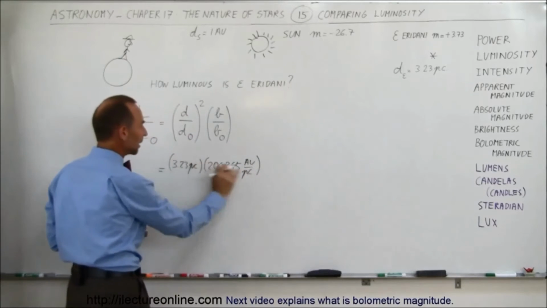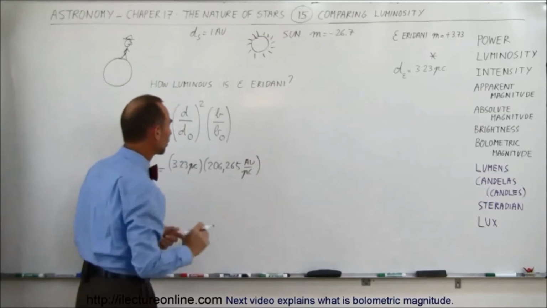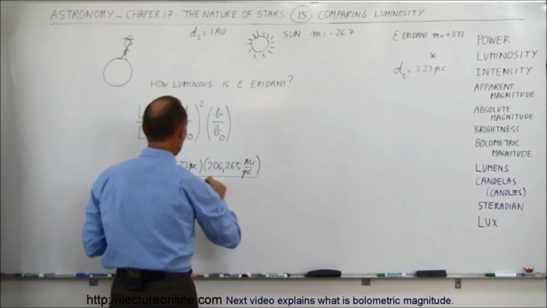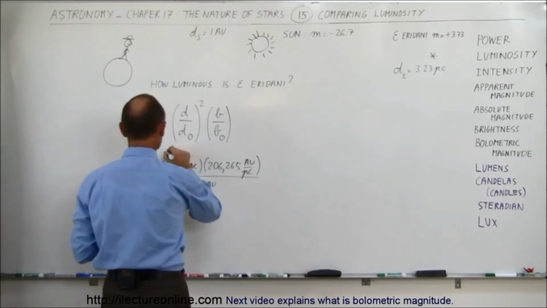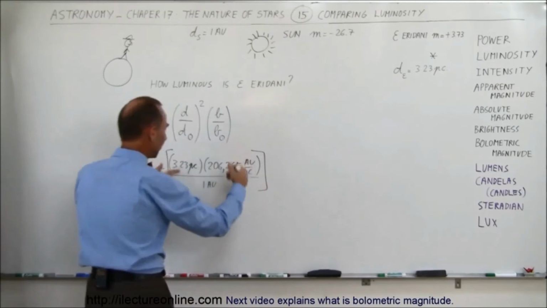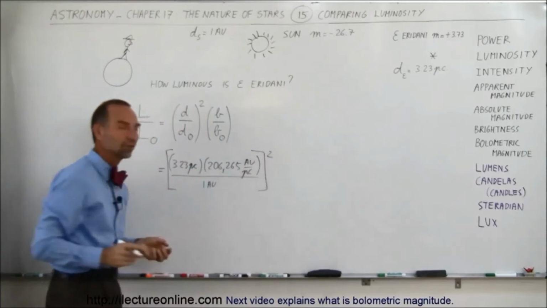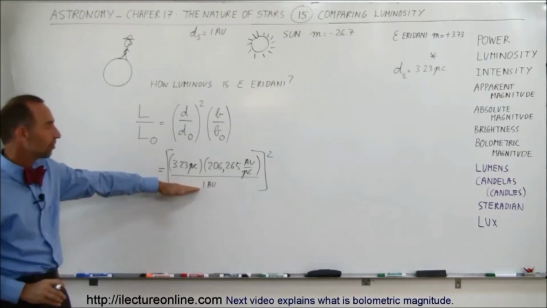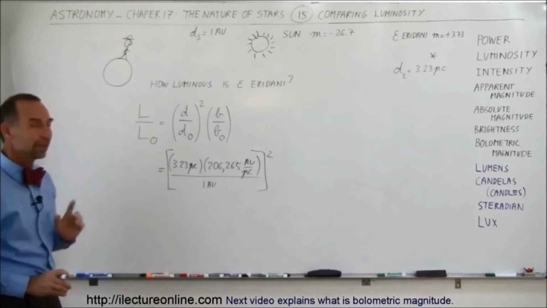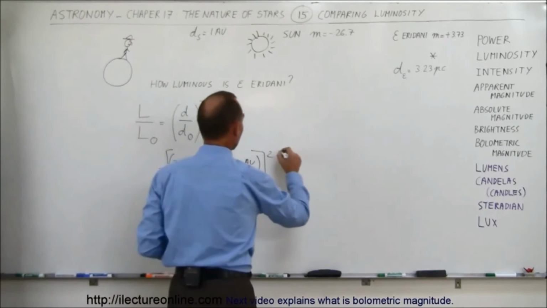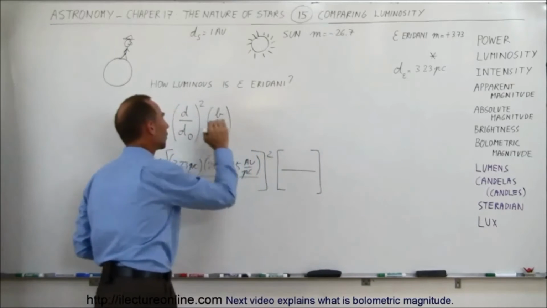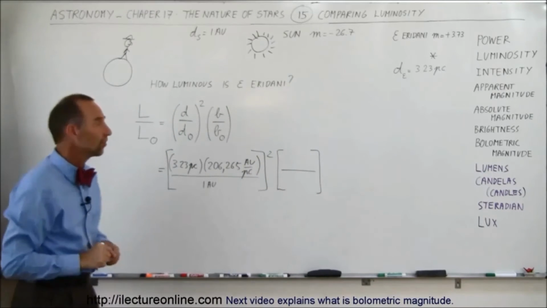And so now when we cancel the parsec out, we have astronomical units, and of course we divide that by the distance to the sun, which is 1 astronomical unit. And so we have this fraction here, and then we have to square that. So now that compares the distance to the star divided by the distance to the sun. We square that number. Now we multiply that times the relative brightness, or the fractional brightness of the star we were looking at compared to the brightness of the sun.